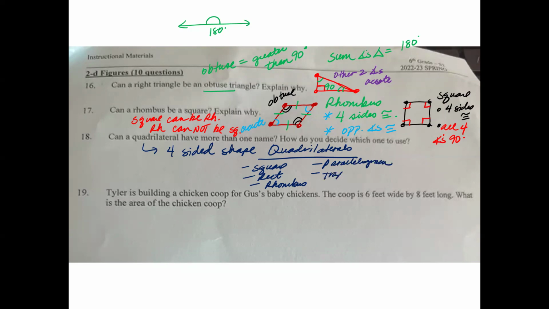What about trapezoid? Yeah. What about a kite? Yeah. So can a quadrilateral have more than one name? Yeah, all of these, right? How do you decide which one to use? Based on... All of them have 4 sides. It's based on the characteristics of what?